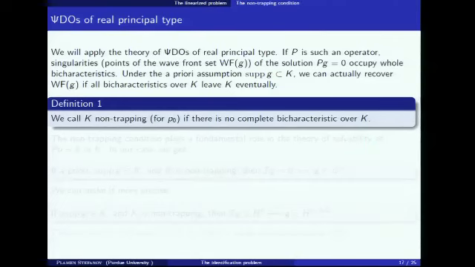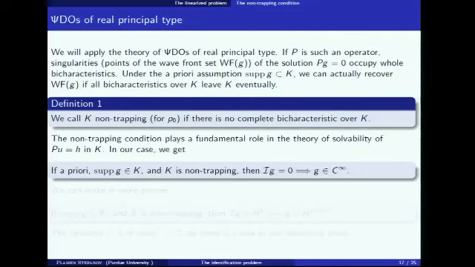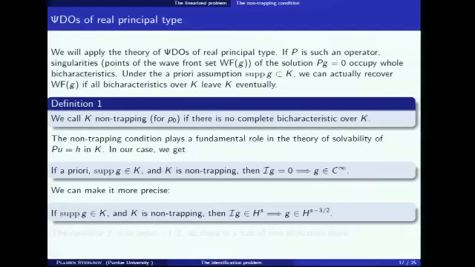So we call K non-trapping with respect to the Hamiltonian flow if there is no complete bicharacteristic over K. Over means the following: K is in the x space, meaning you work in the phase space, then you project, and you still want all bicharacteristics to leave eventually. I'm going to show you examples later. Okay, so if a priori you know that the support of G is in a non-trapping set, you can recover the singularities by the argument that I presented. Actually, you can do it better. You can say what kind of regularity you gain.